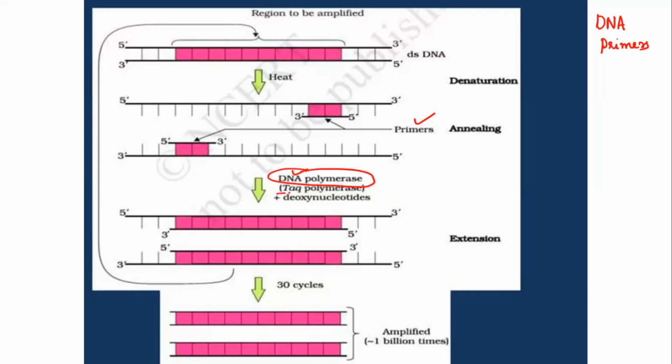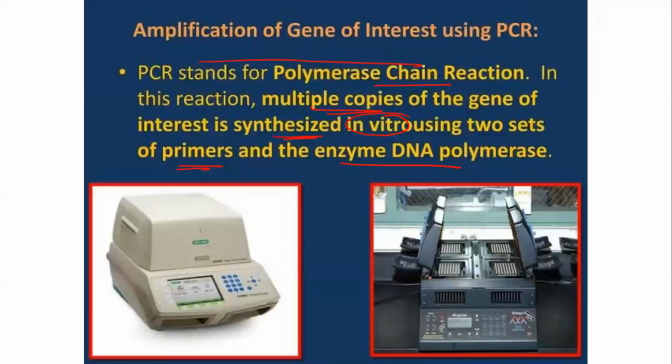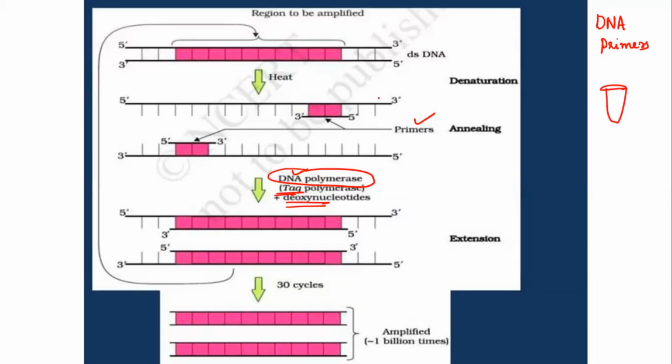It is specifically Taq polymerase. Then deoxynucleotides will be added. So this will be added to an Eppendorf tube. In a small tube it will be added and then it will be inserted into the PCR machine. And a particular temperature will be set, that is, heat is needed for denaturation.